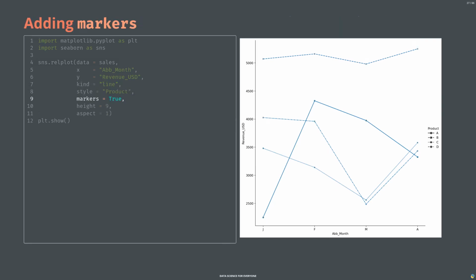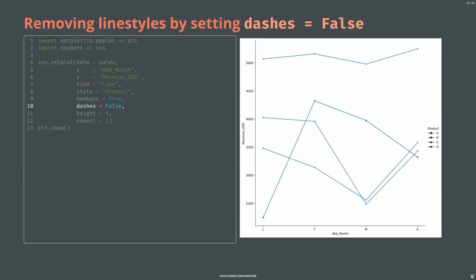There is another argument called markers. By setting markers to true, the plot displays individual points for each data. If you want, you can turn off the line style by setting dashes argument to false.